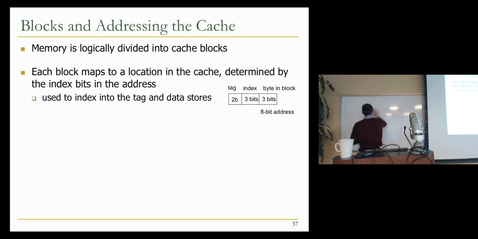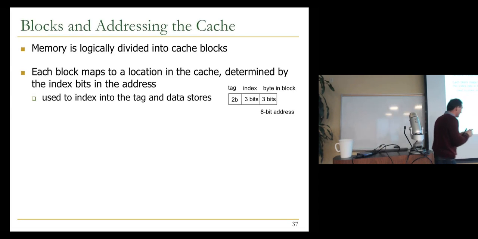And I guess I'll use that example, a small cache in this case. Basically, we have an 8-bit address, and an address is chopped into multiple pieces. Assume that this is a byte addressable machine, and a block consists of 8 bytes.